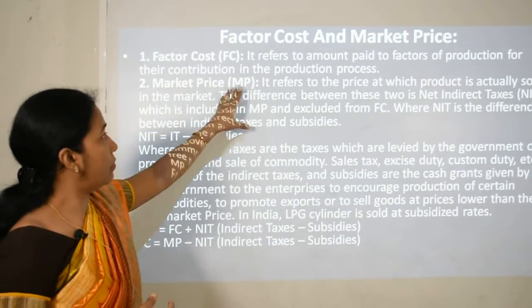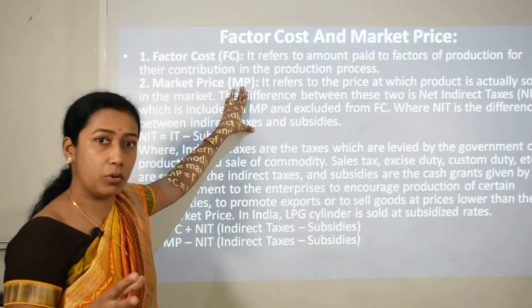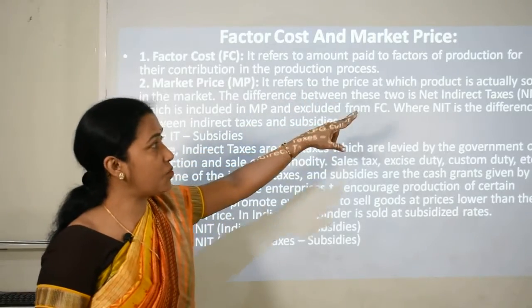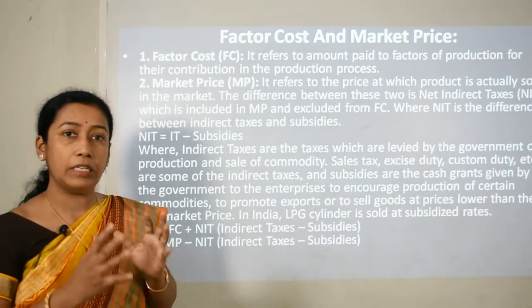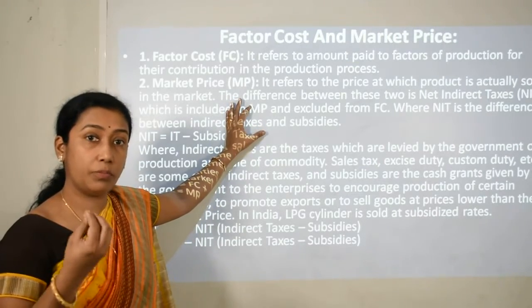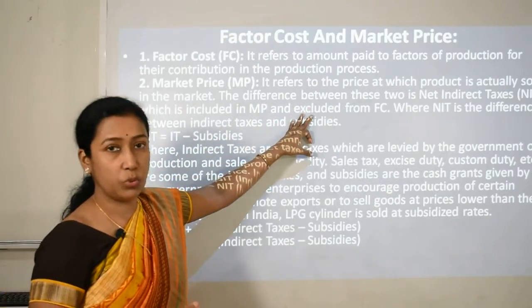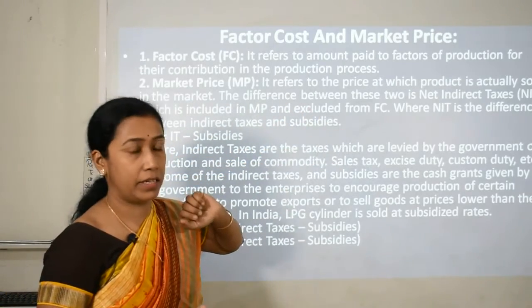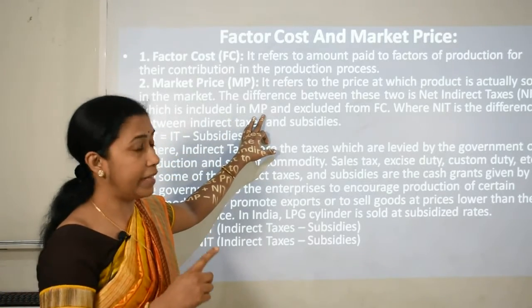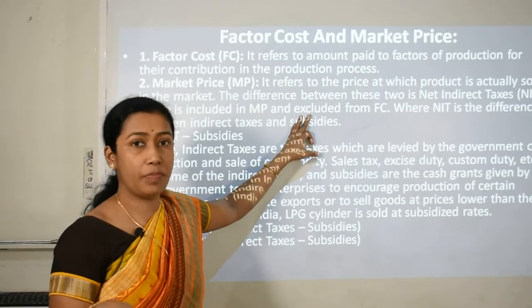Market price, as the name suggests, is the price which is prevalent in the market for all goods and final goods and services. So it refers to the price at which the product is actually sold. That means market price is the price with which the product is actually sold in the market. The difference between these two is net indirect tax, which is included in market price and excluded from factor cost.